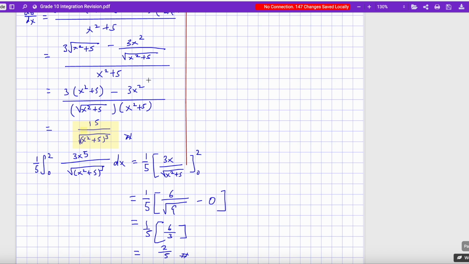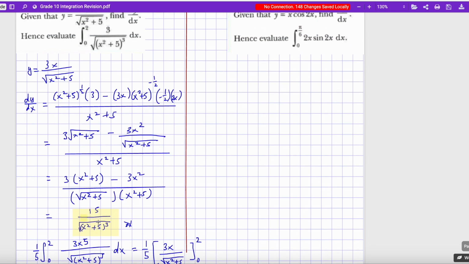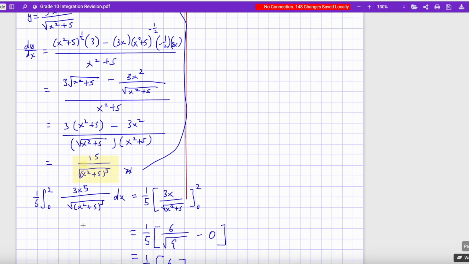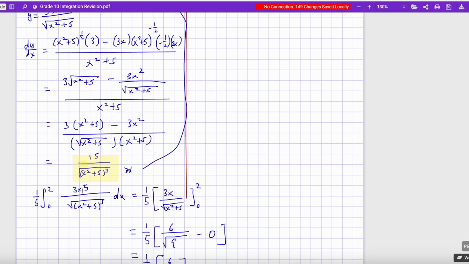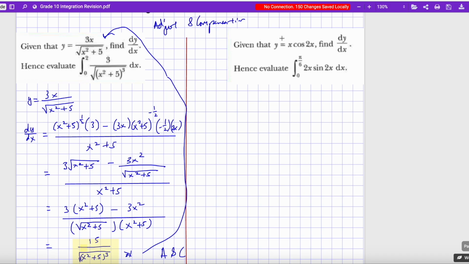Again, we did adjustment and compensation. Just to recap, if we integrate 15 over root of x squared plus 5 to the power of 3, that should get us back to this expression. That is why we introduce a times 5 to make it 15, and we introduce a 1 over 5. That whole process is adjustment and compensation, A and C. If you're clear, you can try the next example yourself. You can pause the video right now, try it, and we'll see if the answer is the same.